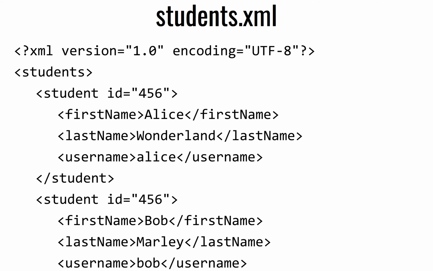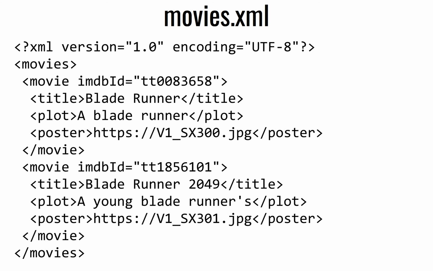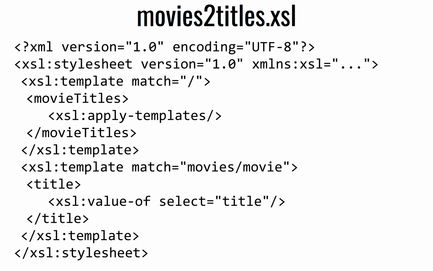Students.xml. All right, here's just an example of doing it now for movies. This is an incoming movies document that contains a whole bunch of movies that have a title, plot, and poster. To transform it, I just want to extract just the movie titles, just the names. I don't care about the plot, the poster, the directors, or anything like that.